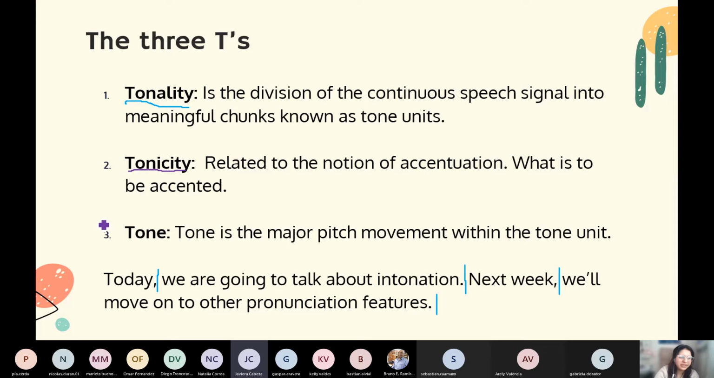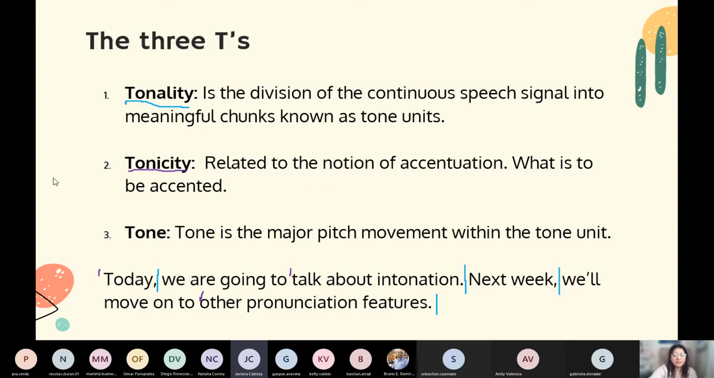And as we are accentuating some words, we have, for instance, today, we are going to talk about intonation. Probably there's one next week. We will move on to other pronunciation features. In this case, I want to accentuate these words I just did. Today, we are going to talk about intonation. Next week, we'll move on to other pronunciation features.